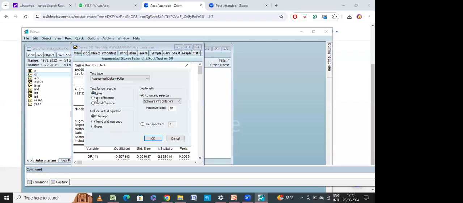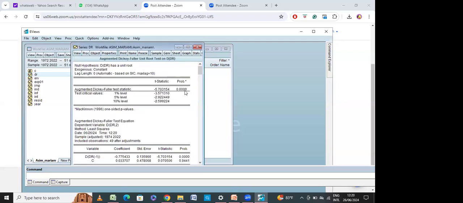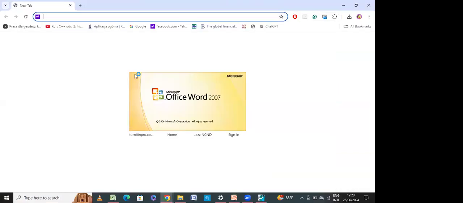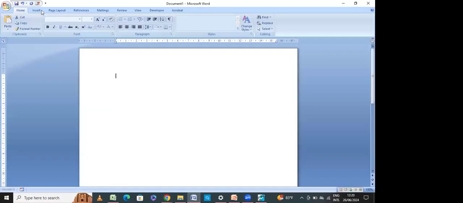Now I am taking the unit root at first difference. Here I have different levels: at level, at first difference, at second difference. From here I select the first difference, and now its probability value turns to 0.001.